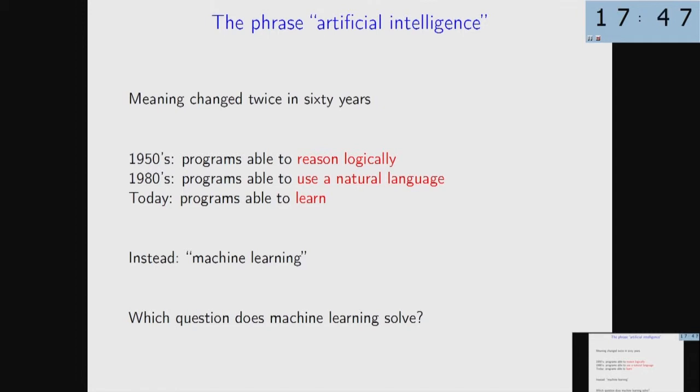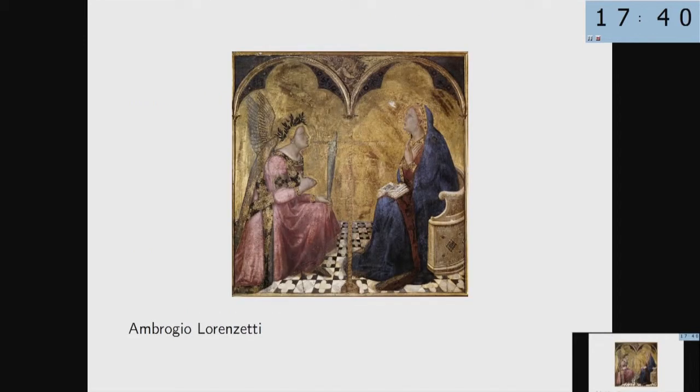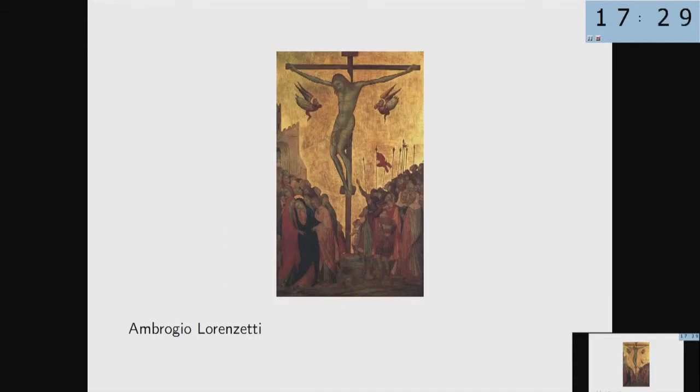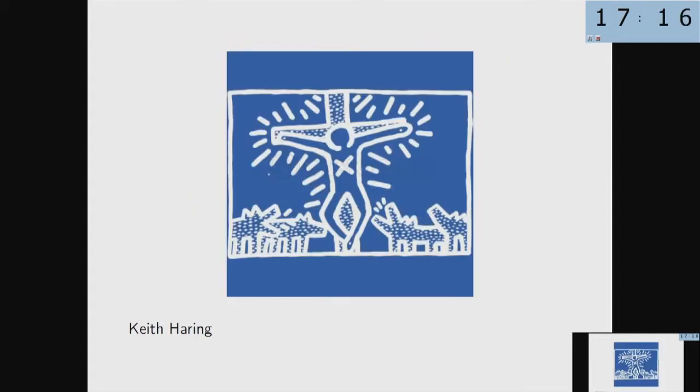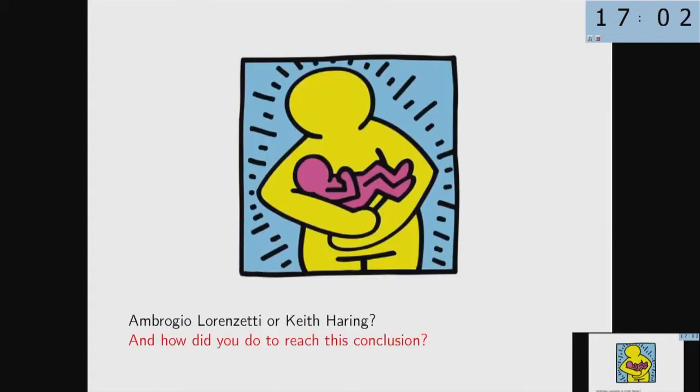I first showed the students two pieces of art of the same painter, and here they are. I gave them the name of the painter, which is on the slide, Ambrogio Lorenzetti. So this is the first piece, and this is the second one. Then I showed them two pieces of art of another artist, and here they are. I gave them the name of this artist, which is Keith Haring. And then I showed them another work, and I asked them to identify if the artist was either Lorenzetti or Haring. And in fact, they got it right on the spot.